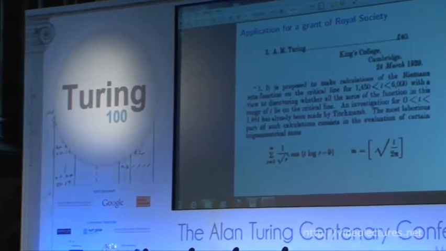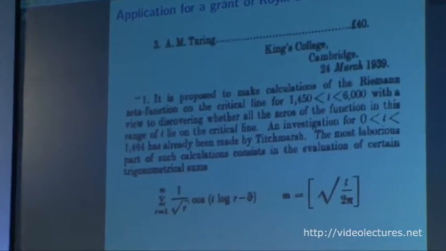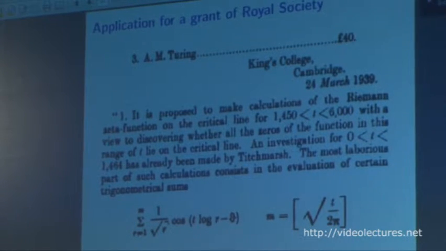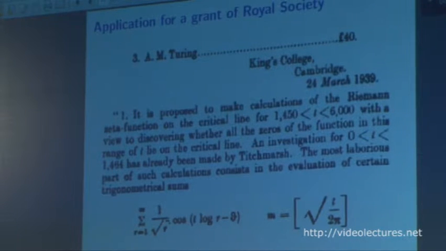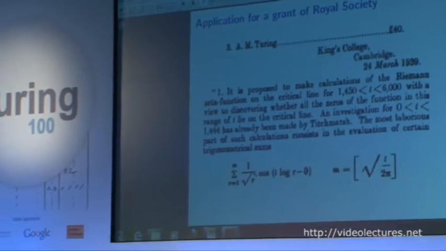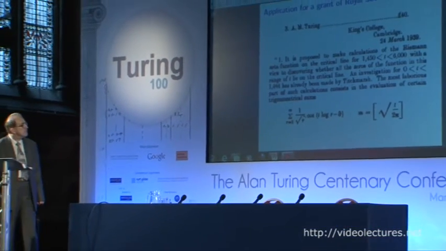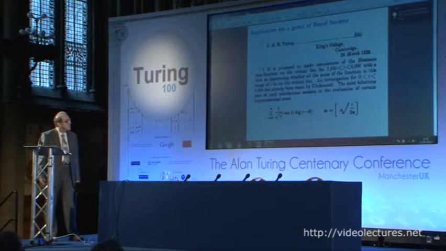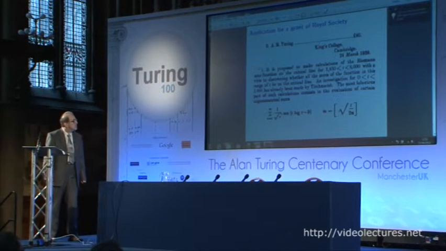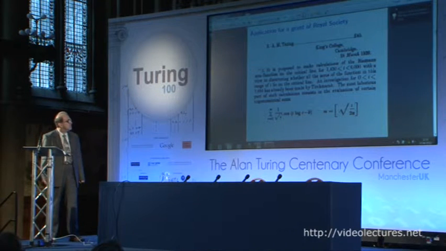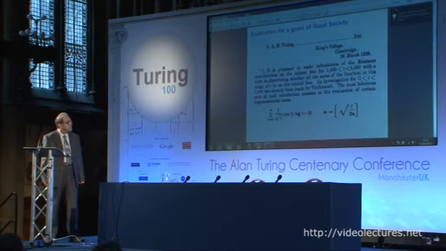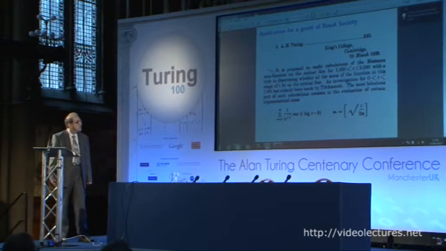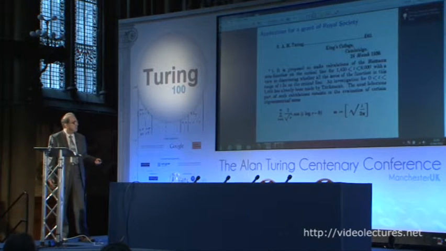It is proposed to make calculations of the Riemann zeta function on the critical line for t between 1,450 and 6,000 with a view to discovering whether all the zeros of the function in this range of t lie on the critical line. An investigation for t between 0 and 1,468 has already been made by Titchmarsh. The most laborious part of such a calculation consists in the evaluation of certain trigonometrical sums.